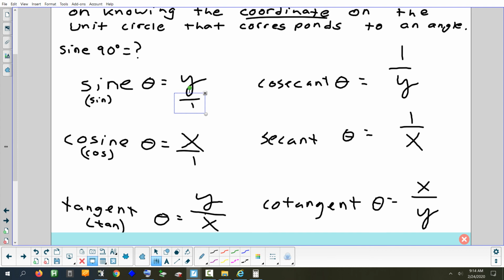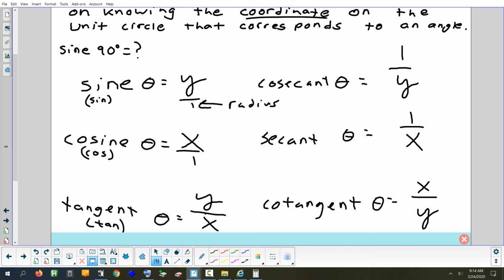So technically, that is really your radius, which up until Wednesday is going to always be 1. So you don't really need to think about it too much. So we got y, x, y over x, 1 over y, 1 over x, x over y.